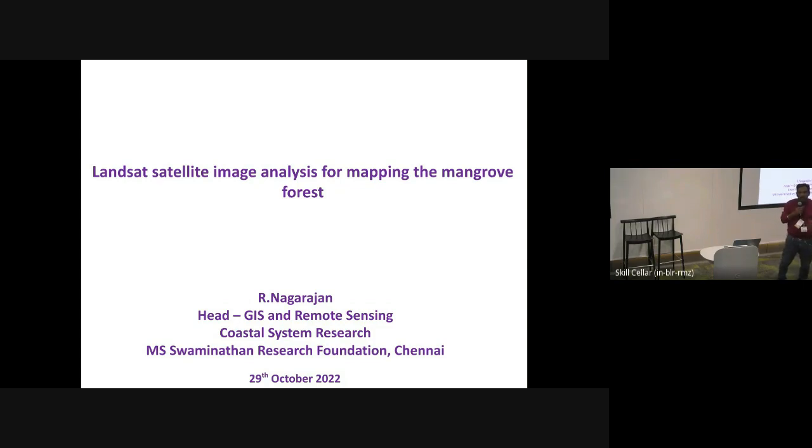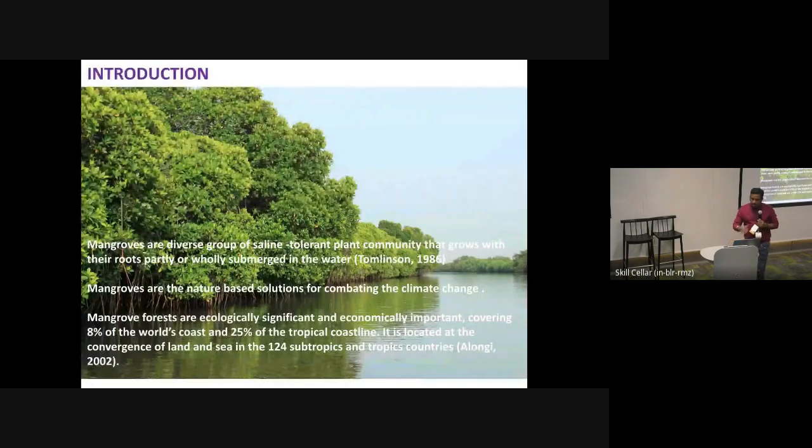So you all know mangroves. As you see in the picture, these are mangroves. Mangroves are diverse, saline-tolerant trees, which we can find in the estuary part. So how is it useful? It is considered one of the nature-based solutions for climate change, and it has very good ecological as well as economic importance in the world. Mangroves can be found in almost 124 countries along the tropics.